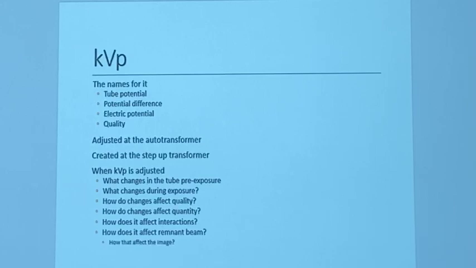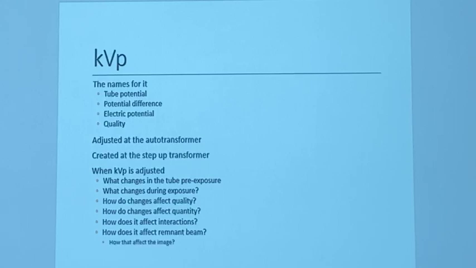So it's adjusted at the auto transformer, it's created at the step-up transformer. We don't have KVP until we run it through the step-up transformer. So when KVP is adjusted, what changes in the pre-tube exposure? And that's the potential difference. That's a positive versus negative charge across the X-ray tube. So during exposure, that's the speed of the electrons.